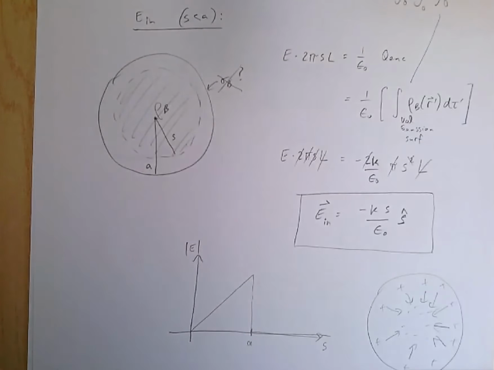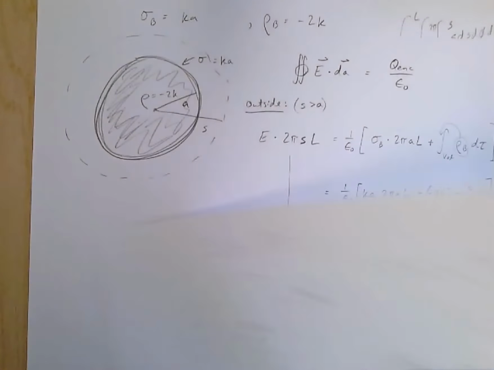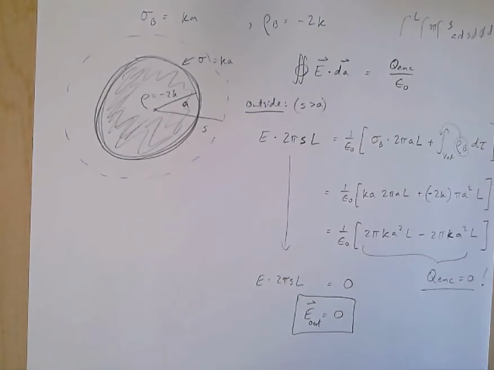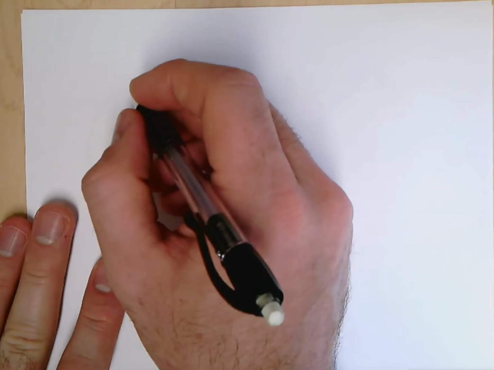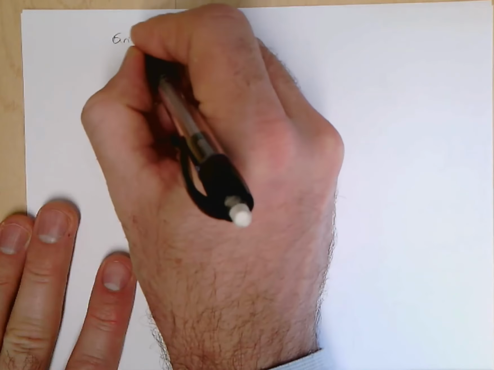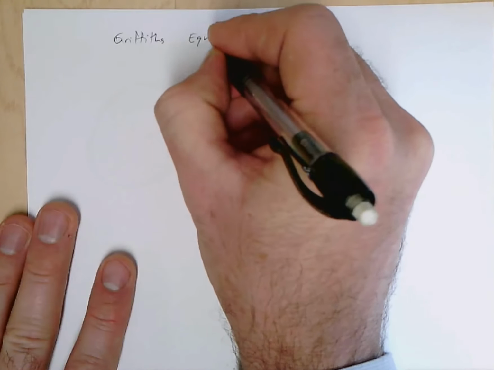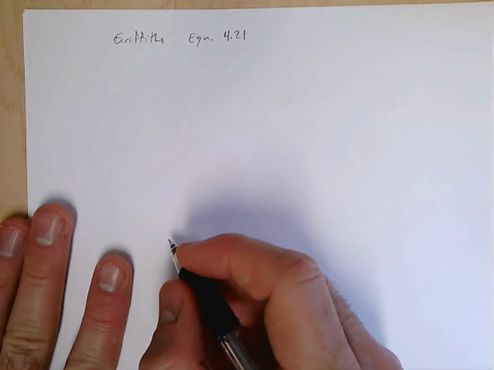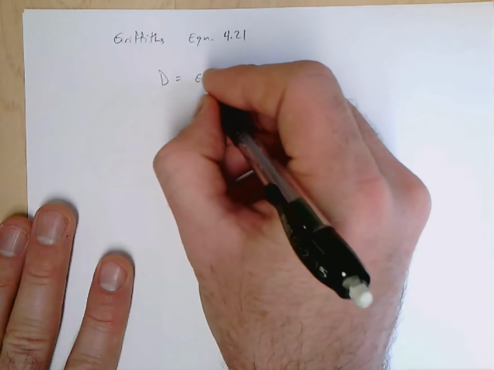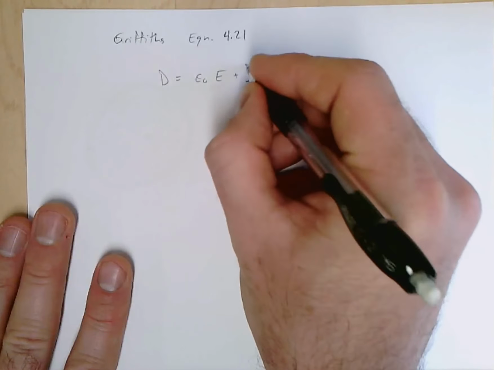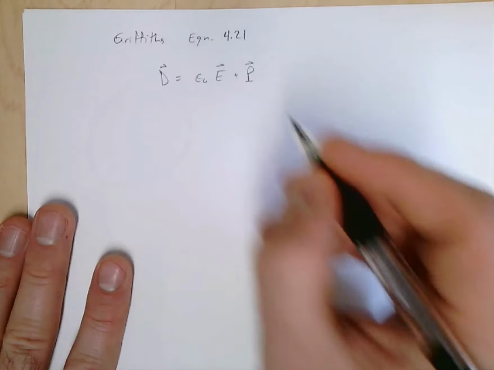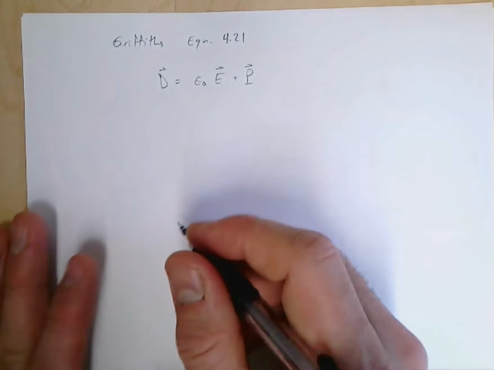All right, so the last part is we've got to deal with this D thing. So what's D? Well, let's go to the next page. Okay, so Griffiths, equation 4.21, says that D equals epsilon naught E plus P. And by the time you're watching this, we will have already worked this out carefully in class.